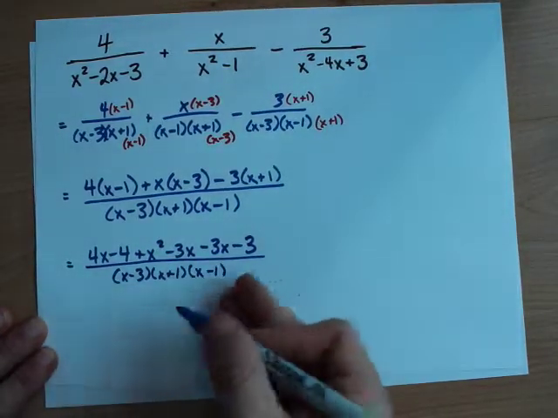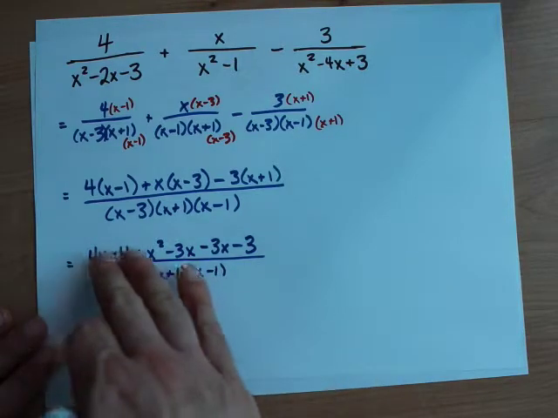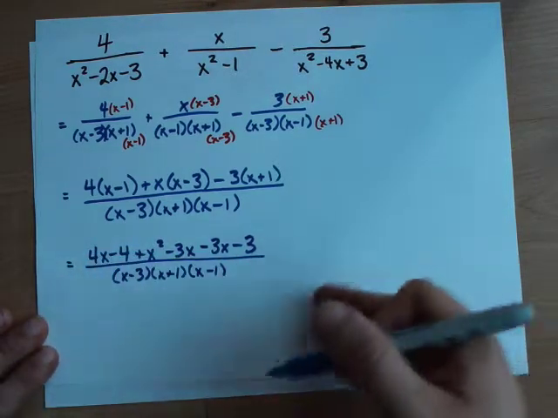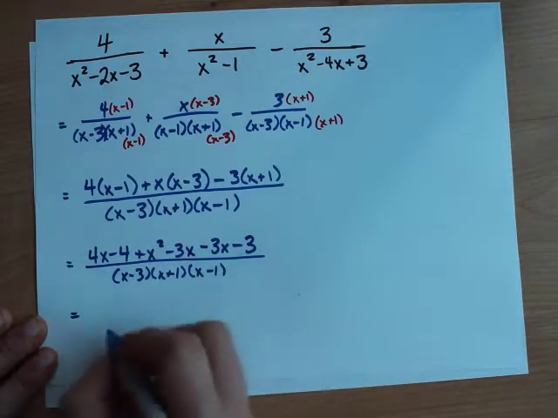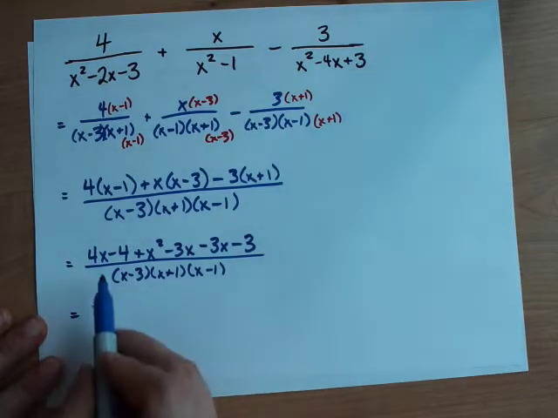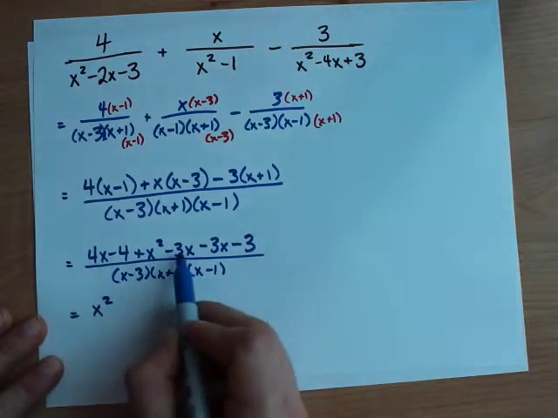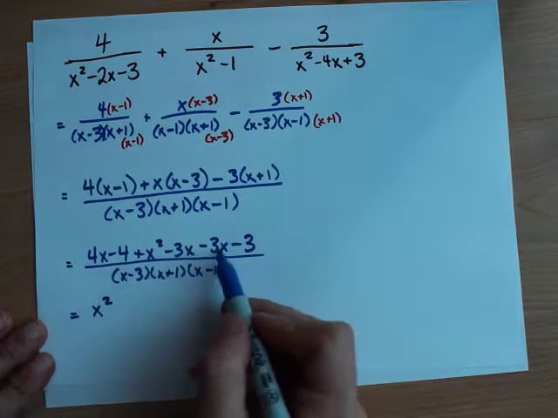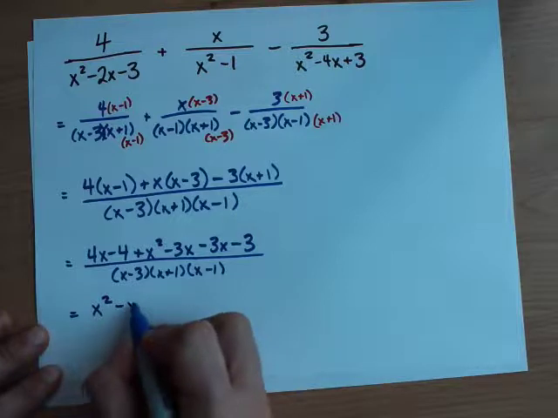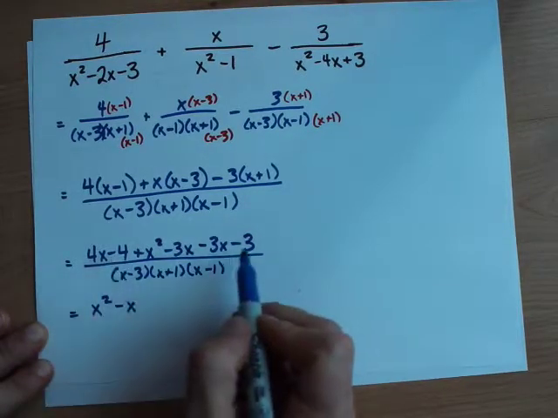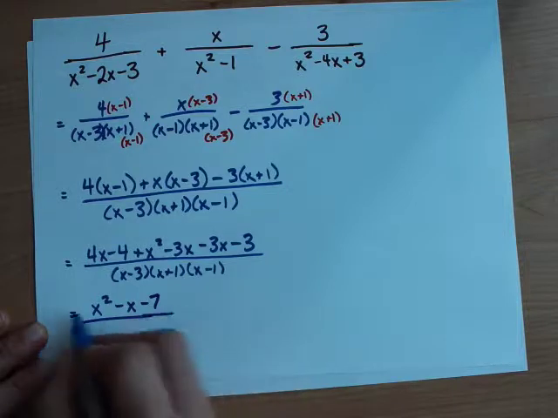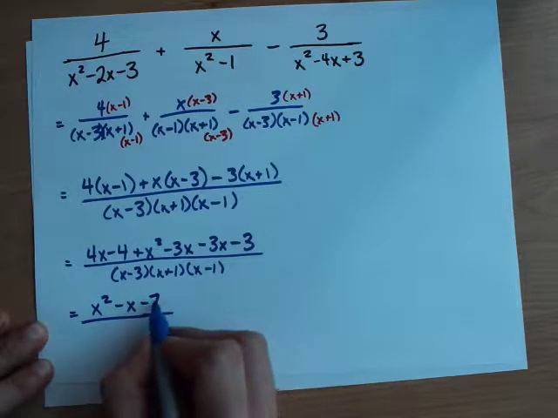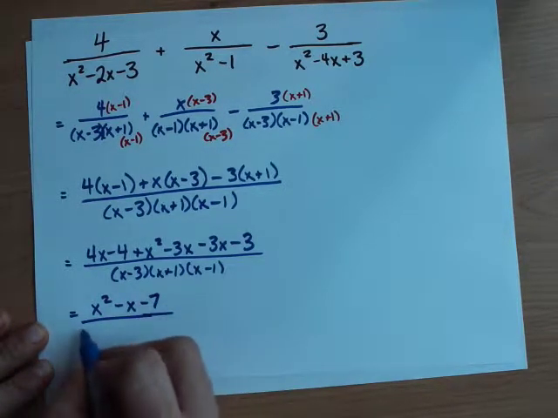I like keeping my bottom factored, just in case my final answer is also factorable, then maybe I can cancel stuff. I'm going to collect my like terms. I have an x squared, 4x minus 3x is 1x, minus another 3x is minus 1x. And negative 4 with an extra negative 3 is minus 7. That's not going to factor anymore because there's no numbers that multiply to negative 7 and add to negative 1.